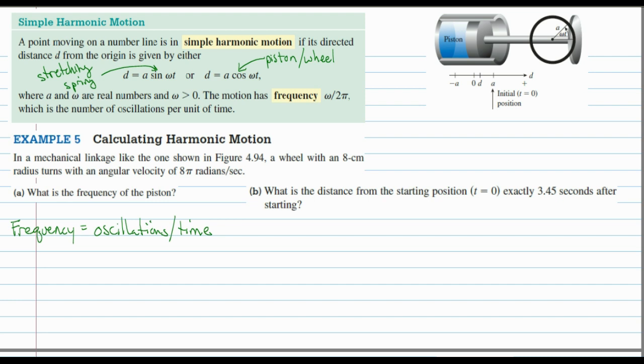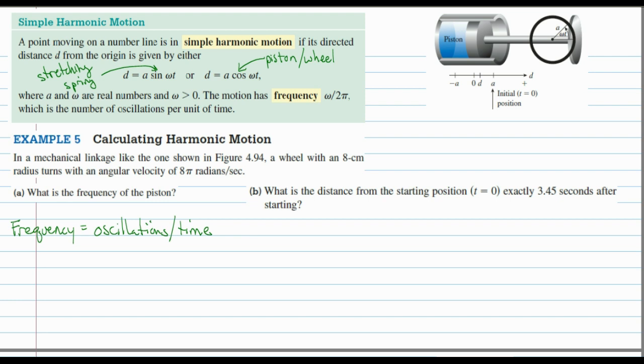So the first one we're going to do in example 5 is a piston, and how the piston condenses and retracts to turn a wheel, and we're going to use cosine to model that. We can also use sine to model harmonic motion, but we're going to use that for a stretching spring. The reason we would use sine for a stretching spring is because a spring is at rest at position 0 when it isn't stretched or condensed at all.